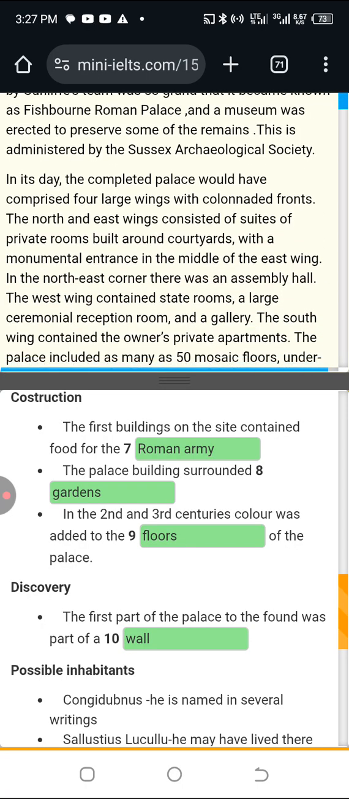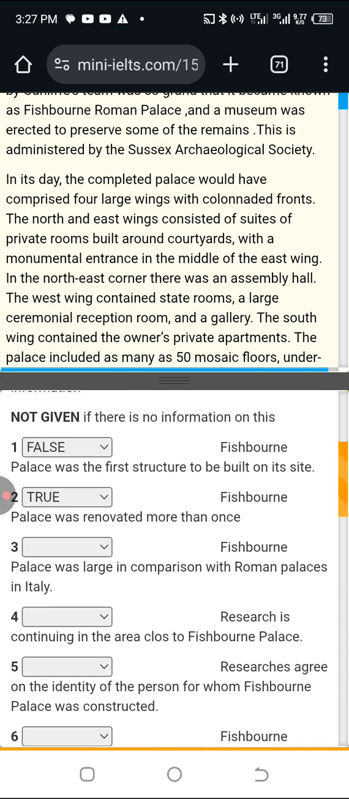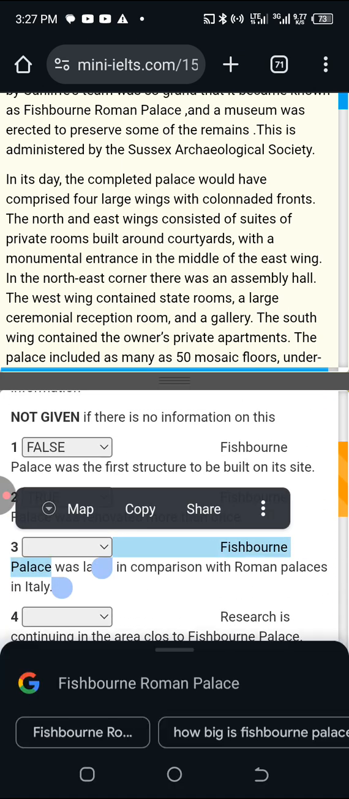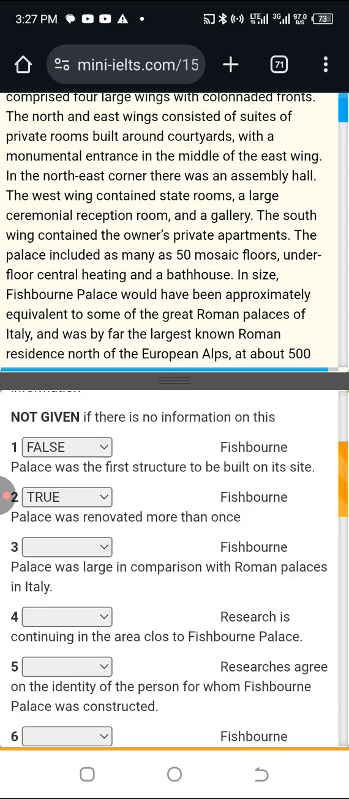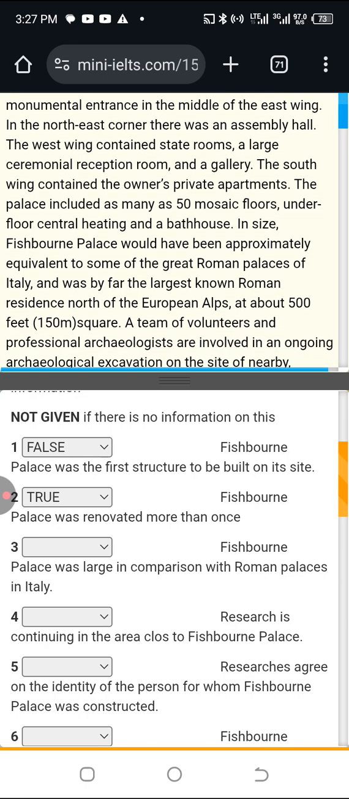So let me continue. In its day, the completed palace would have comprised 4 large wings with colonnaded fronts. Okay, hold on. Now they're describing that palace. Fishbourne Palace, this is number 3, was large in comparison with, okay, back to the passage. Large wings with colonnaded fronts. The north and east wings consisted of suites of private rooms built around courtyards, with a monumental entrance in the middle of the east wing. In the northeast corner, there was an assembly hall. The west wing contained staterooms, a large ceremonial reception room, and 50 mosaic floors.